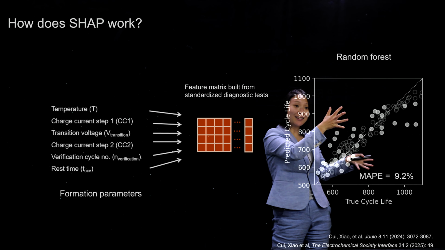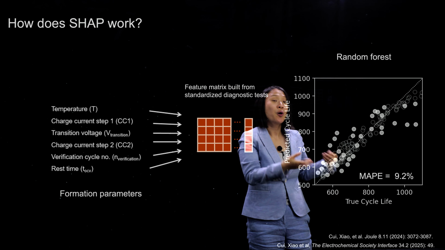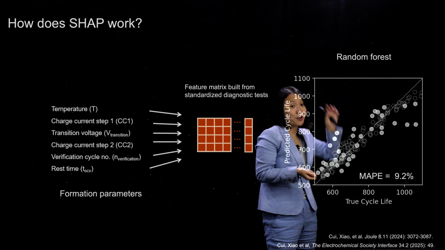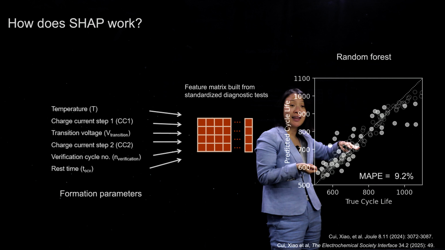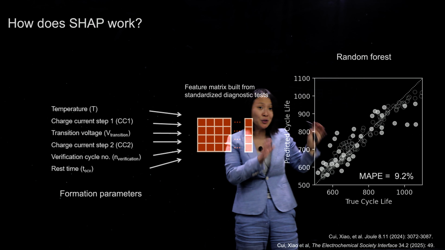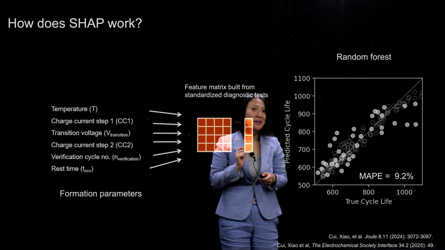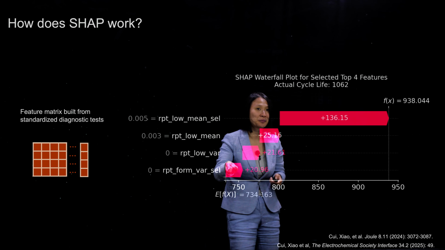So the idea here is that we can build a predictive model. In this case, a tree model would work pretty well. A random forest model has a mean absolute percentage error of less than 10%, using the feature matrix we built as an input. So now let's try to interpret this model.